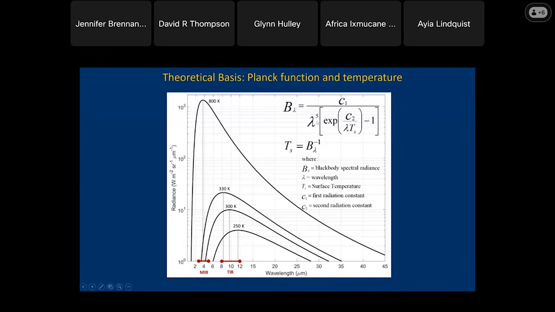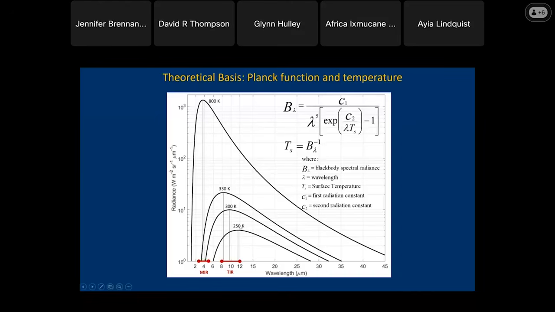Now, if we were to plot this function for different temperatures, you'd see that in the 8 to 12 micron range, they range from about 250 degrees Kelvin to about 330, which are the very typical Earth-like temperatures that we experience on a day-to-day basis. So this is about minus 30 to plus 70 degrees Celsius.